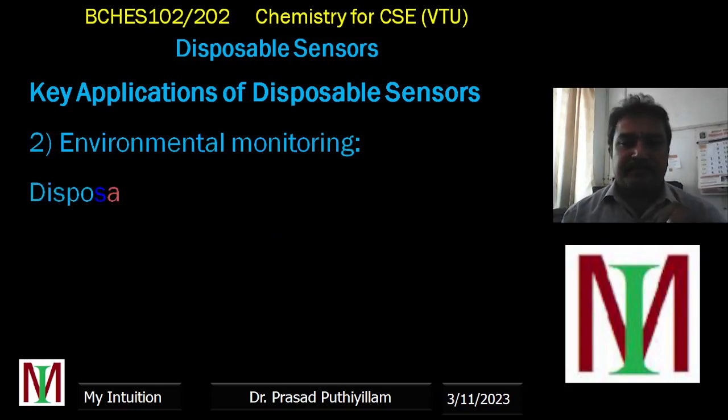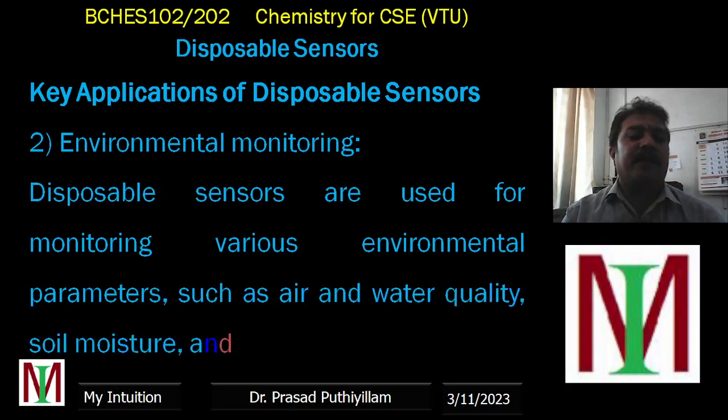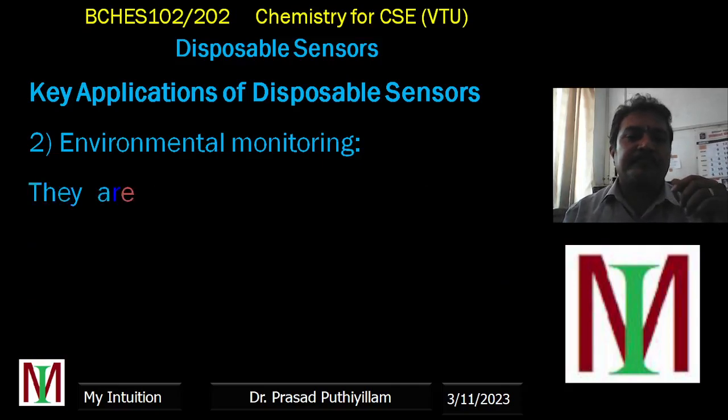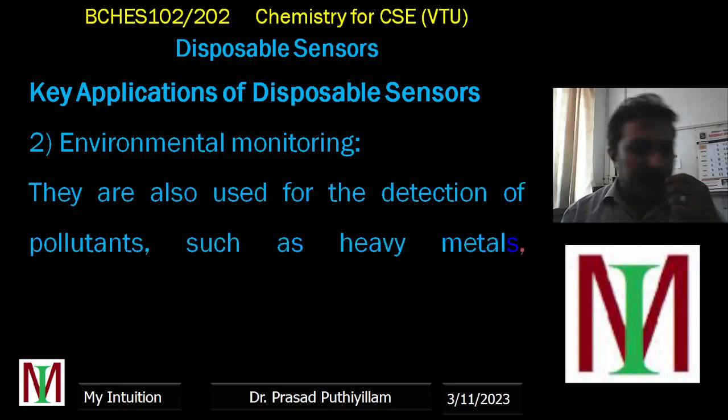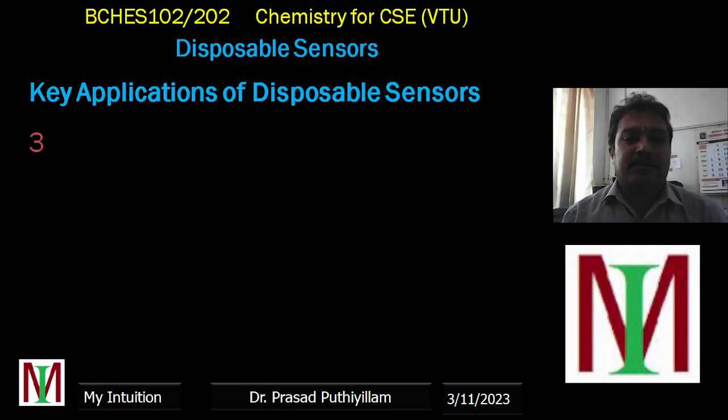Environmental monitoring. Disposable sensors are used for monitoring various environmental parameters such as the air or water quality, the soil moisture, temperature. Soil moisture and all, it is needed for the agriculture applications along with the environmental monitoring. They are also used for the detection of pollutants such as heavy metals, pesticides and pathogens.